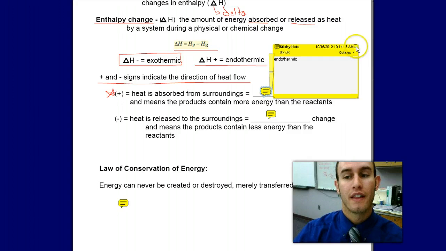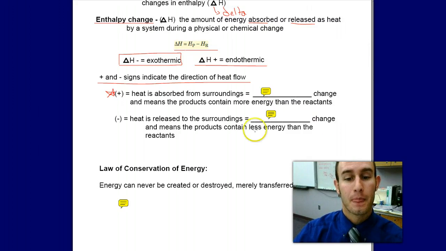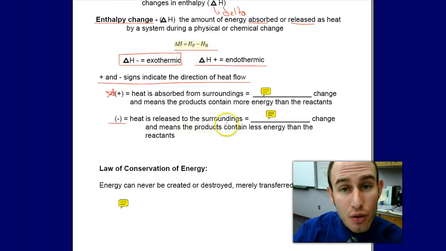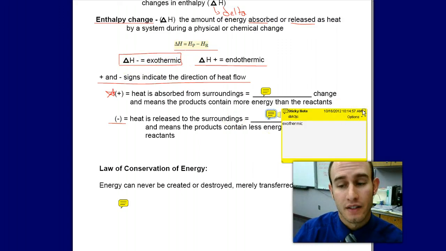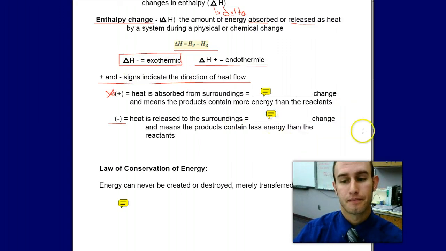It's on the inside, endo. When it's negative, we know heat is released to the surroundings and it becomes exothermic. It's being released. So delta H negative, exothermic. Make sure you know that. It's very, very, very important.